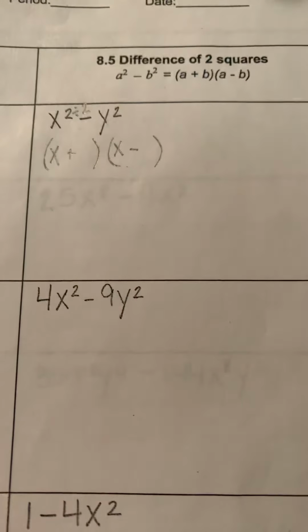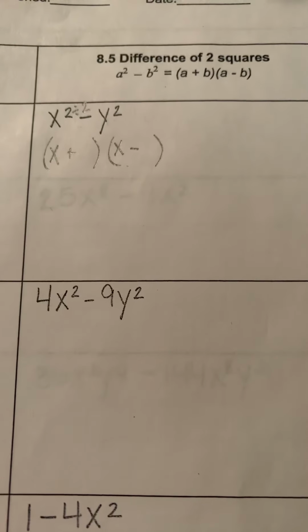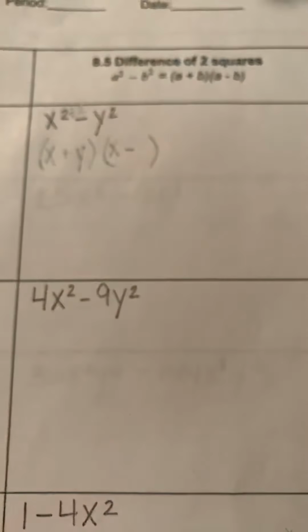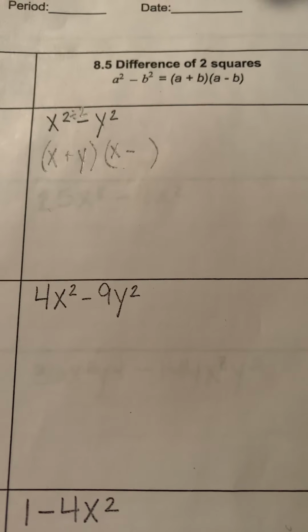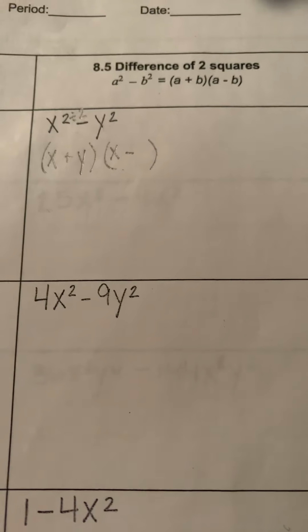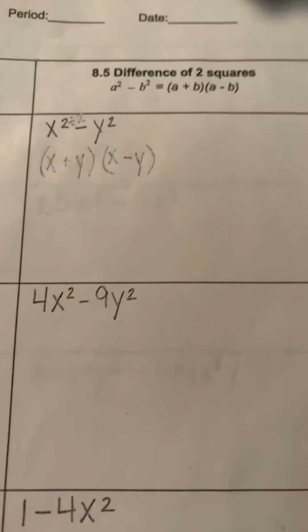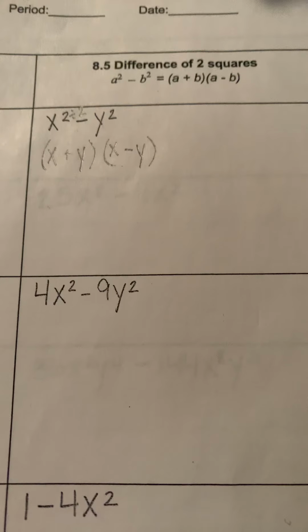Then y squared, divide that by 2, you also get 1. So y to the first power goes here in the second spot for the first set of parentheses, and a y goes here, the second spot for the second set of parentheses. And then you're done.